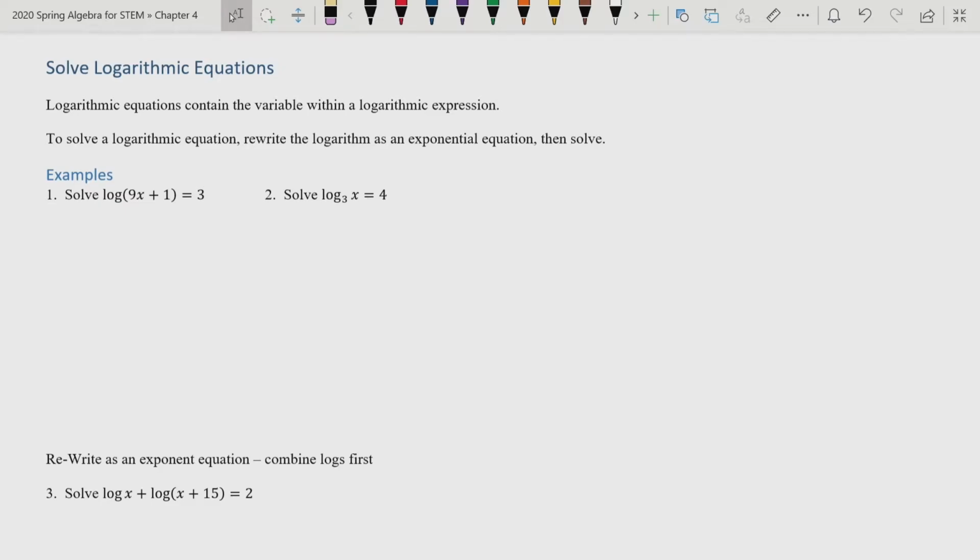Now let's talk about solving logarithmic equations. Logarithmic equations contain the variable within a logarithmic expression. To solve a logarithmic equation, you should rewrite the logarithm as an exponential equation and then solve.